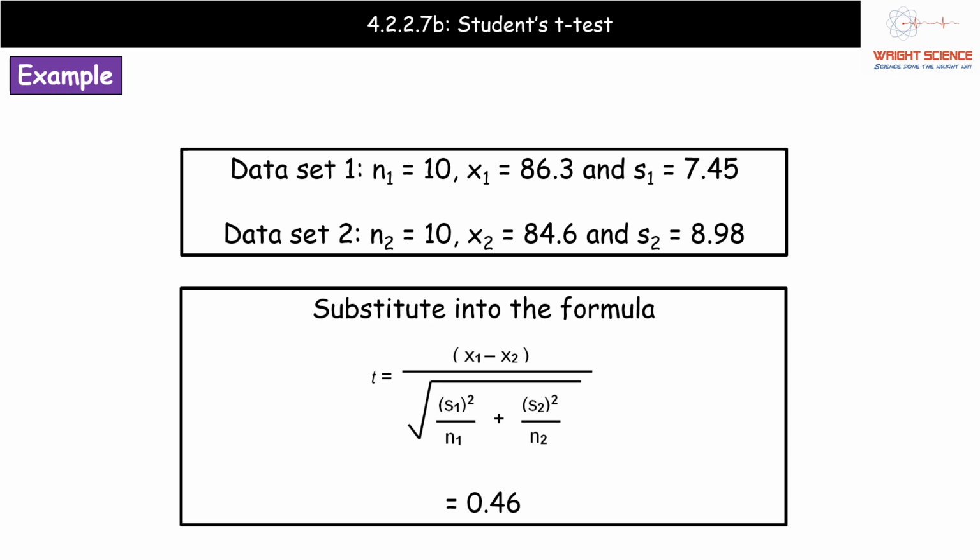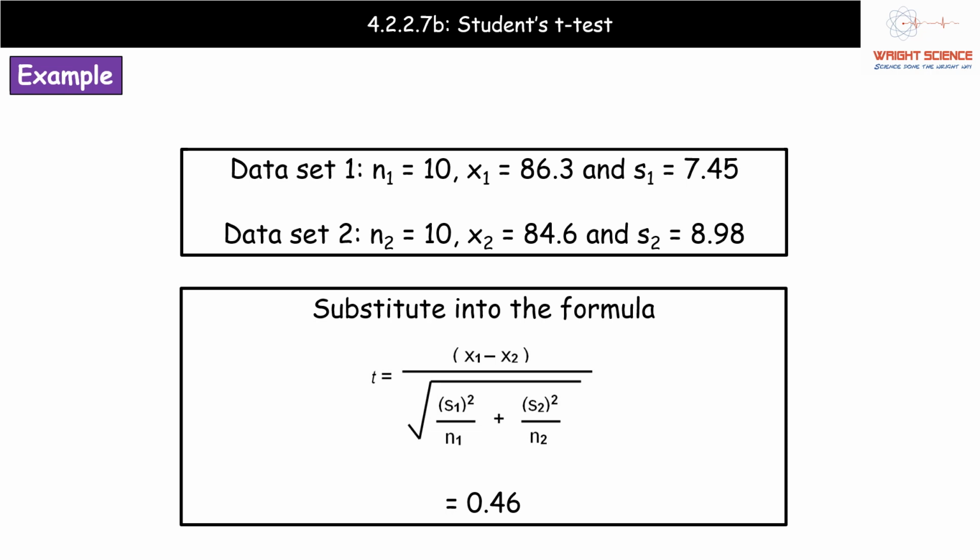They're just going to give you the standard deviation if they want you to calculate a t-test. So I've just given you this little example here where we've got our two data sets. We've got 10 bits of data in each set because our n is 10. The mean for data set 1 is 86.3 and the standard deviation 7.45, whereas the mean for data set 2 is 84.6 and its standard deviation is 8.98.